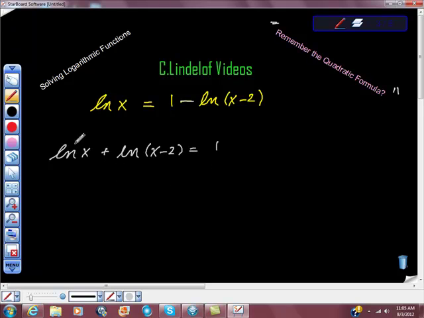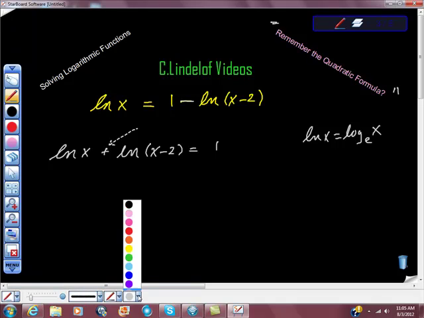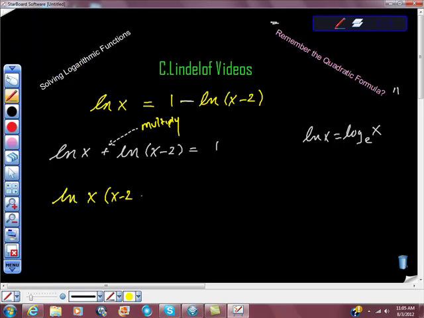Remember, when we have logarithmic functions, if they're of the same base, and these are, because ln of x is the same as log base e of x, then this addition sign right there reminds us that we have to multiply. So we're going to multiply this. We're going to get ln of x times the quantity x minus 2 is equal to 1, which gives us ln of x squared minus 2x, doesn't it?